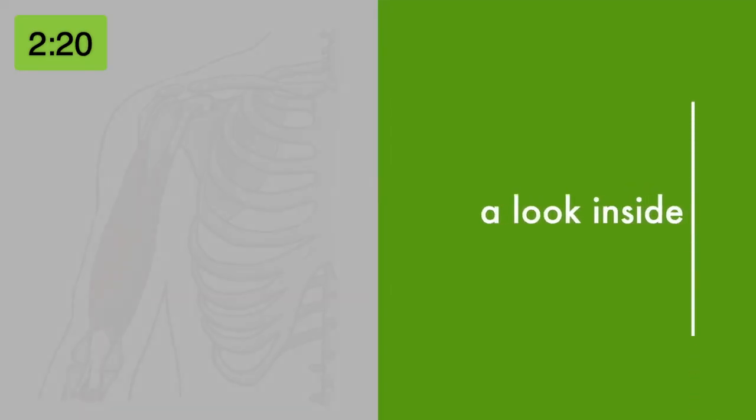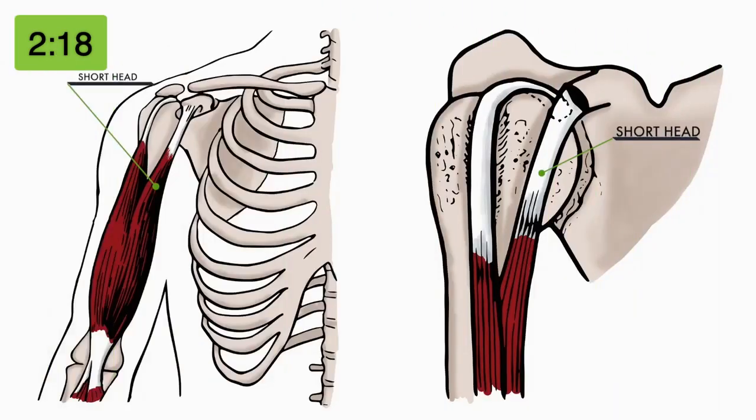The bicep is named that because there are two different attachment points near the shoulder. The short head attaches to the coracoid process, which is a part of the shoulder blade, and the long head goes over the humerus through the biceps channel and connects in the socket.